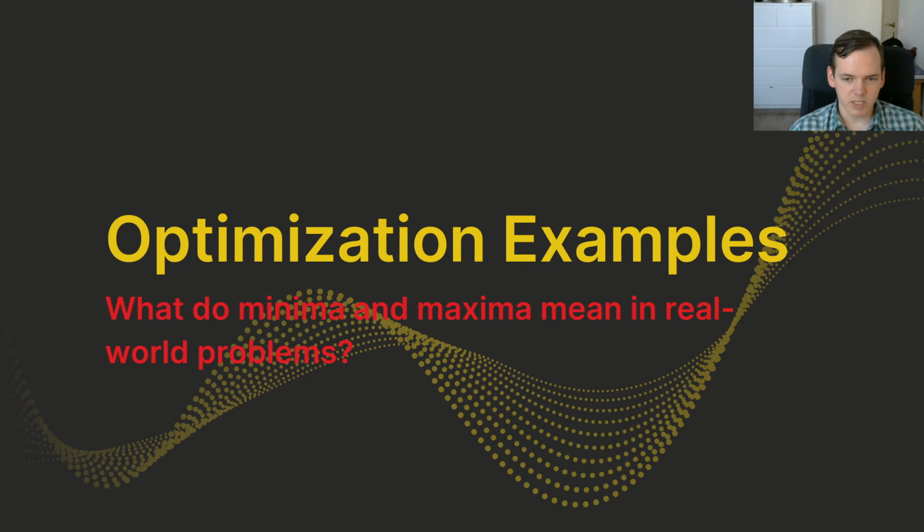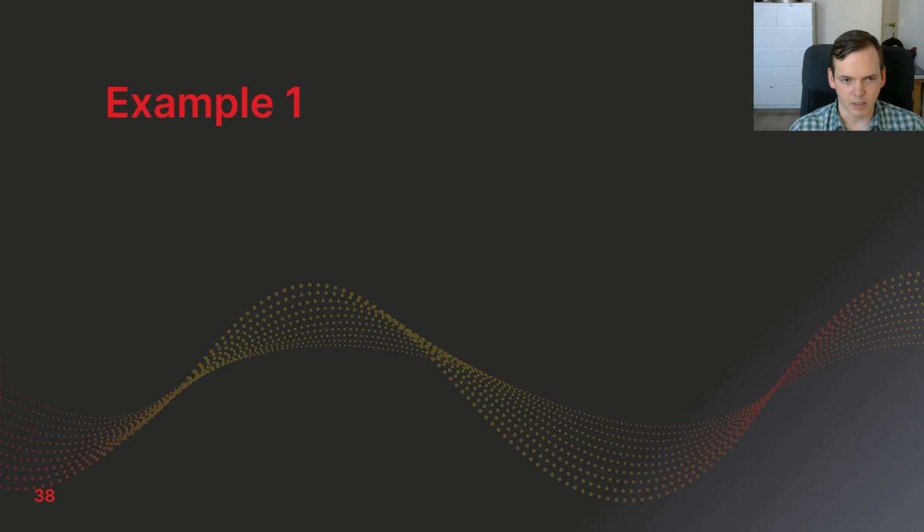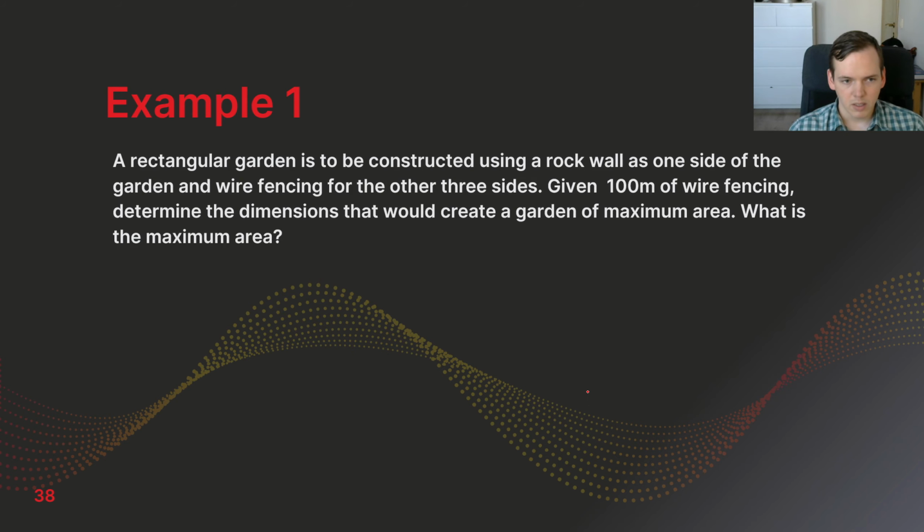We're going to look at two examples here of optimization. So the first example involves a garden. A rectangular garden is to be constructed using a rock wall as one side of the garden and wire fencing for the other three sides. Given 100 meters of wire fencing, determine the dimensions that would create a garden of maximum area.